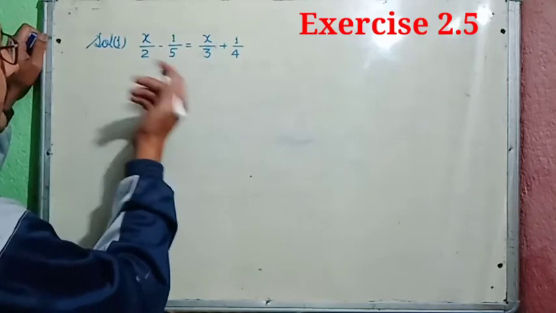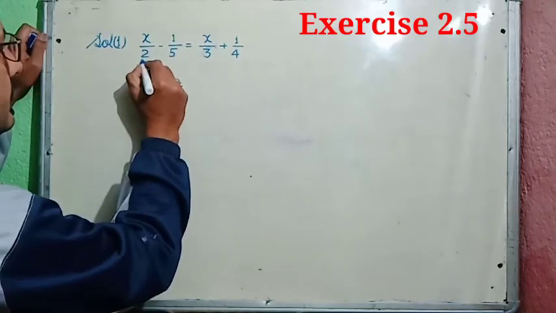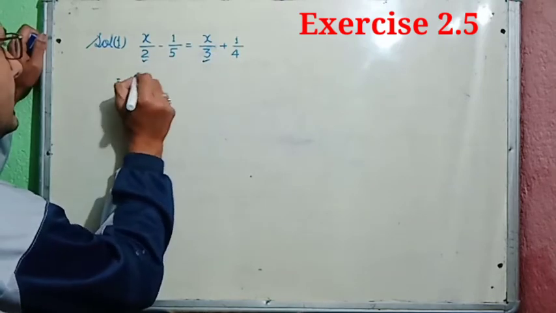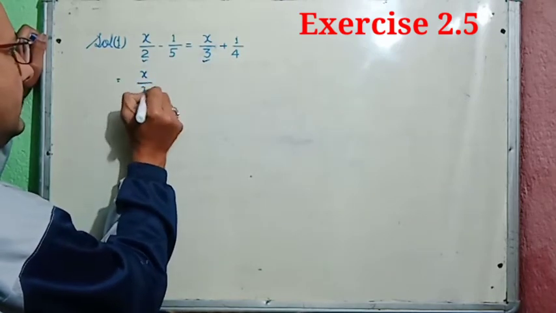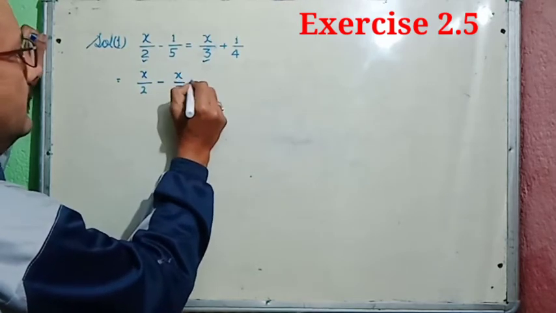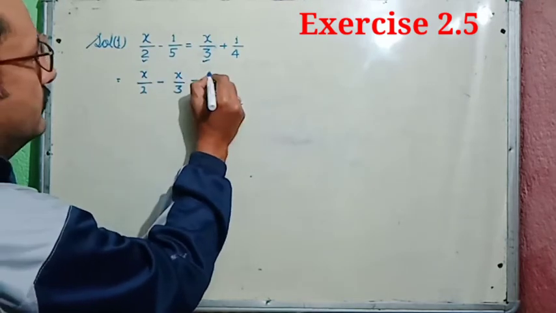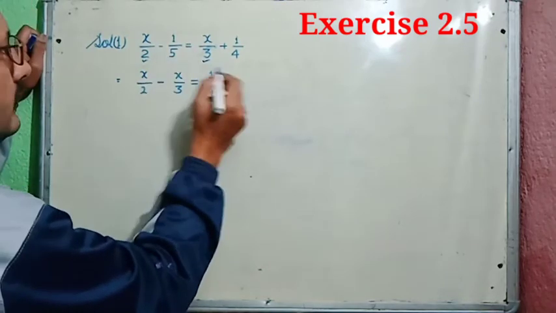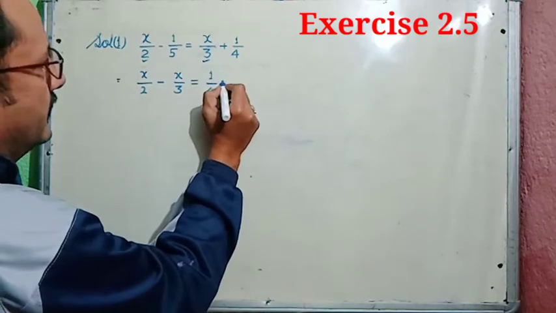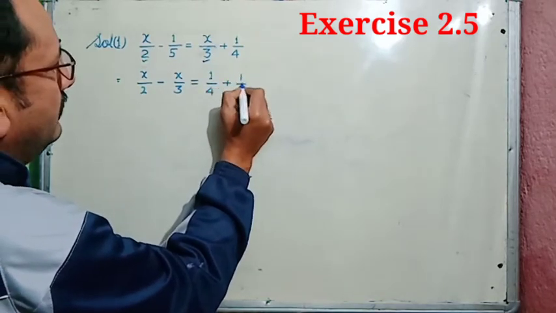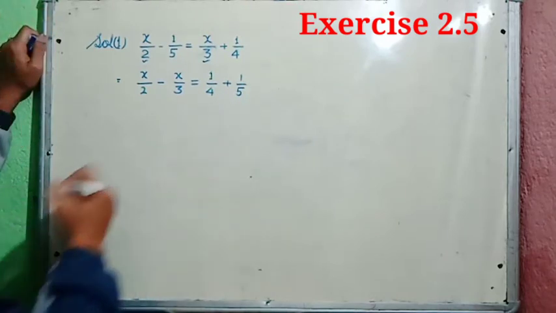At first we will separate constant and variables. Both are variable, so we will take them together. x upon 2 minus x upon 3 is equal to 1 upon 4, and 1 upon 5 will be transposed, plus 1 upon 5 by transposing.